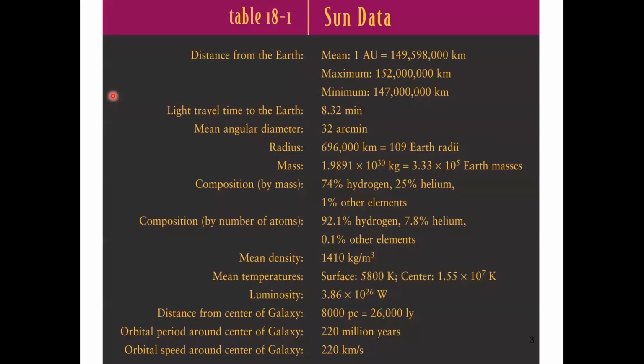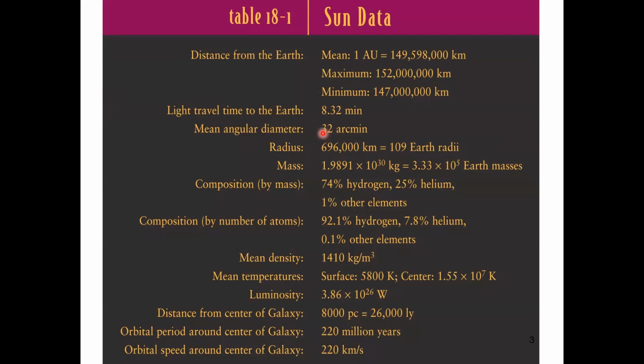I think we went through this list. I don't want you to remember most of these things, but there are certain things I really recommend you remember, right? For example, the angular diameter of the sun is 32 arc minutes. So that is about half a degree, right?